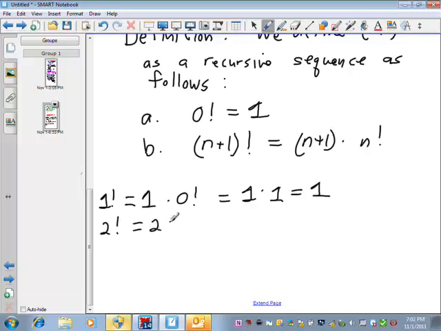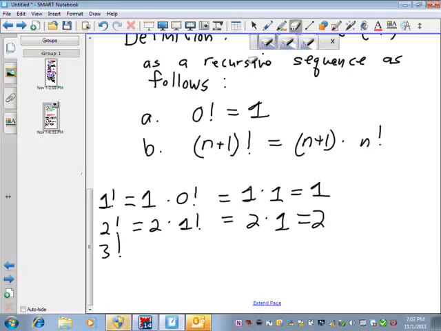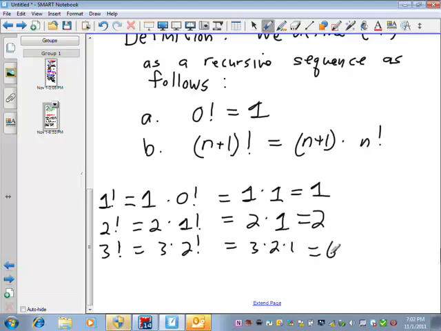2 factorial is 2 times 1 factorial, and 1 factorial is 1, so that is 2. And then 3 factorial, let's get some space here. All right, so 3 factorial is 3 times 2 factorial, and that looks like it's 3 times 2 times 1, and that is 6.